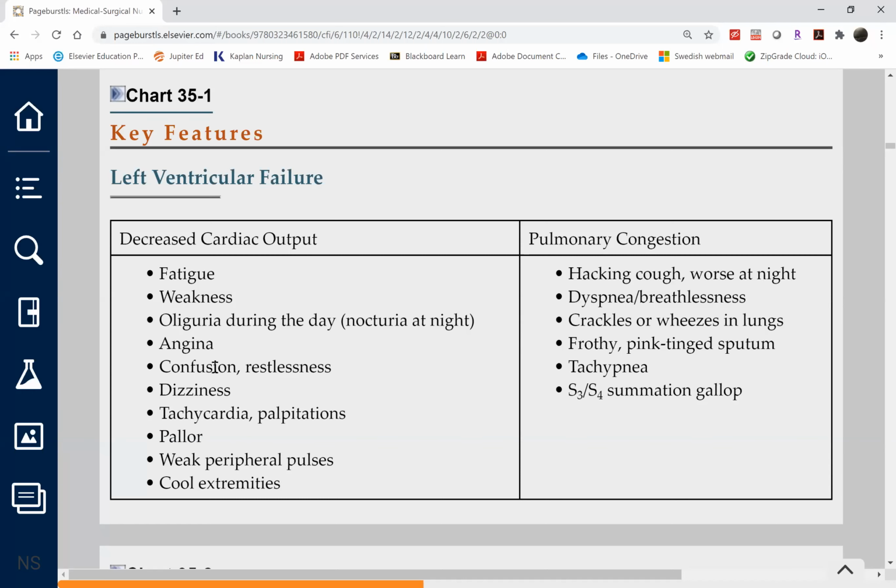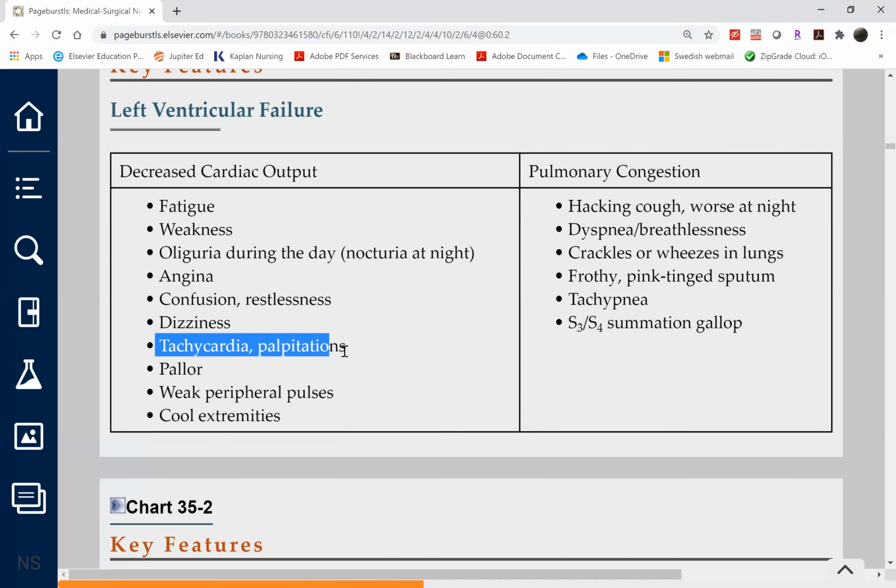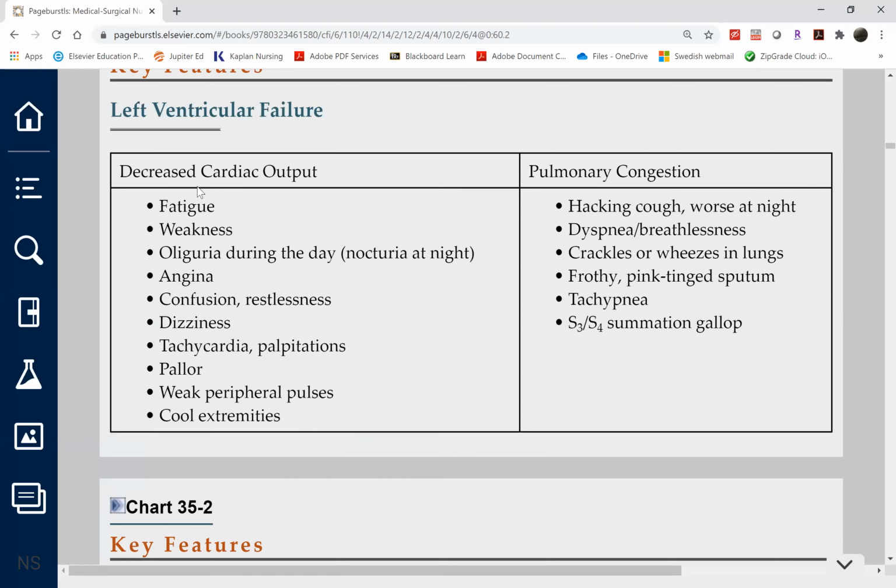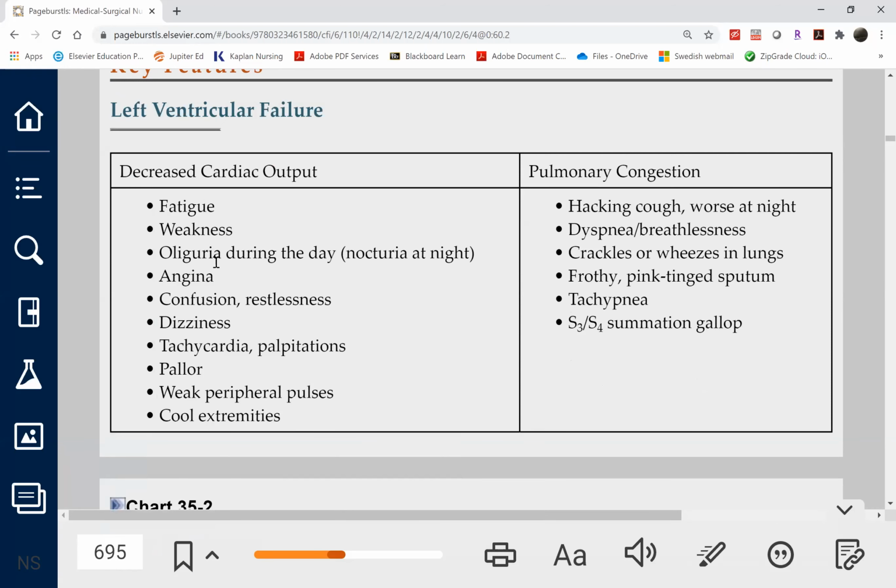No blood getting to the brain, you'll have confusion, restlessness, dizziness. This is the compensatory response, because the decreased cardiac output automatically, within seconds or even less than a second, causes epinephrine release. So therefore you have your palpitations, increased heart rate, plus cool, clammy extremities, and then you have pallor because there's vasoconstriction. And again, because there's no cardiac output, not enough blood getting to the kidneys, how much more the legs. So you'll have weak peripheral pulses. Any question on the left ventricular failure?